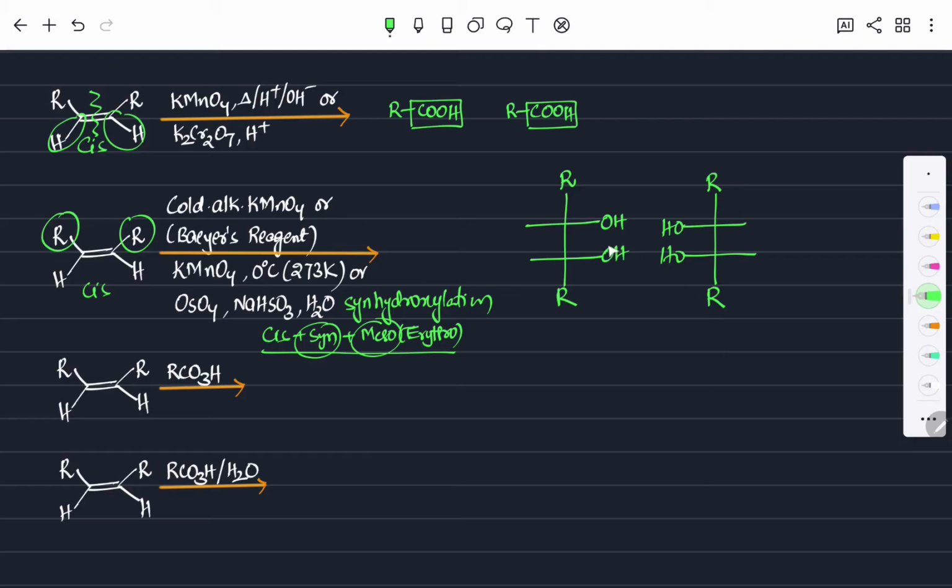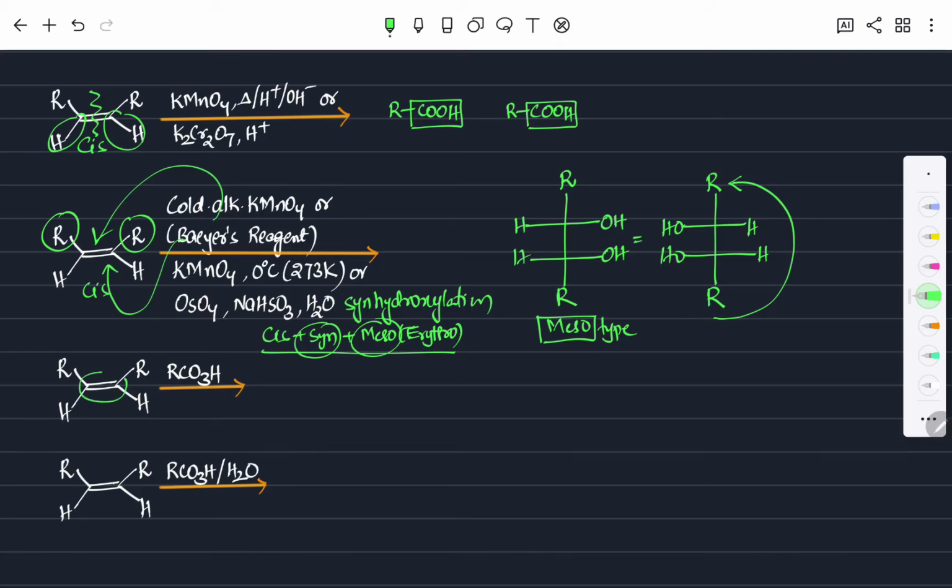So this molecule is formed if the reagent attacked above the plane, and this molecule is formed if the reagent attacked below the plane. Two possibilities. And the remaining carbons have the hydrogens. In this case, these two molecules are the same, because if you rotate the molecule like this, we get the same compound. So finally you are getting the meso type of compound. Cis alkene, syn hydroxylation, meso.